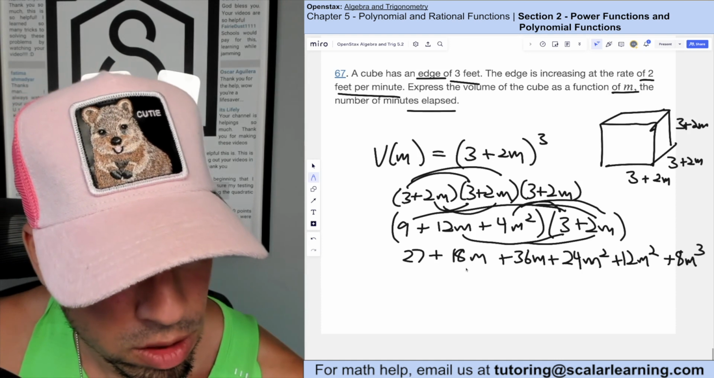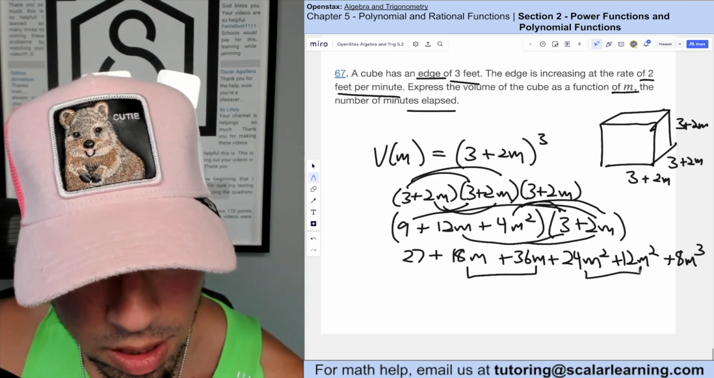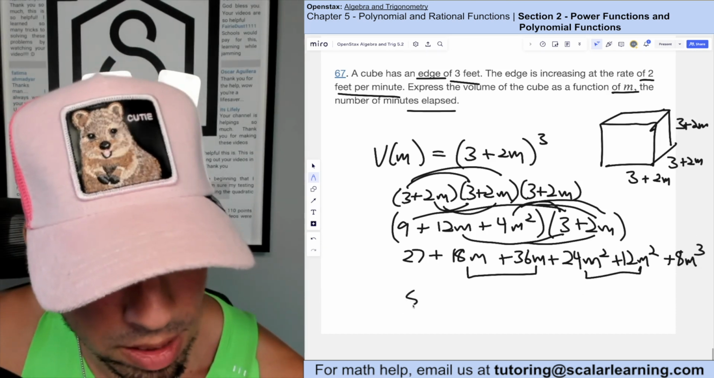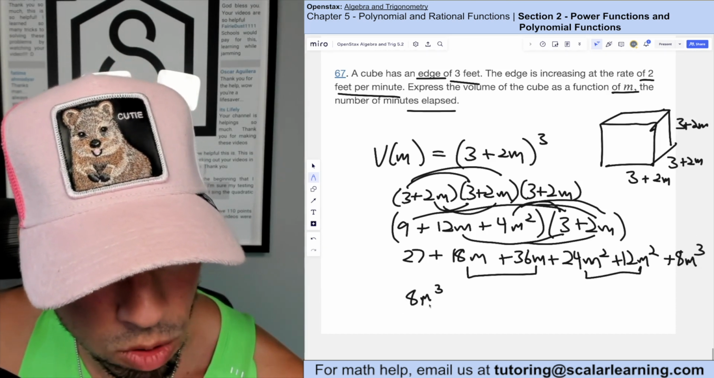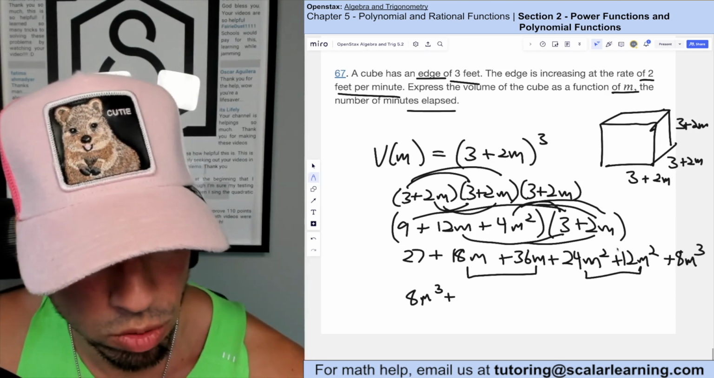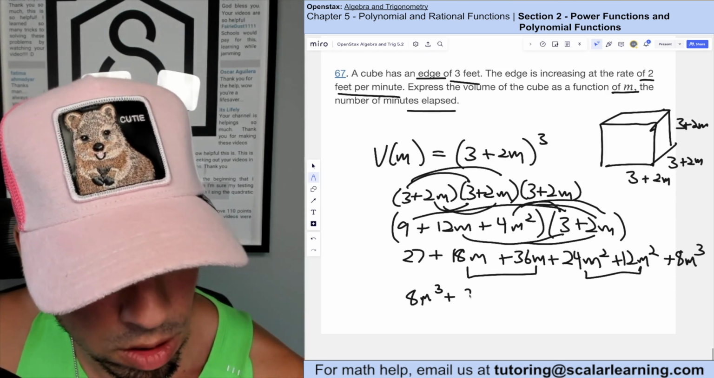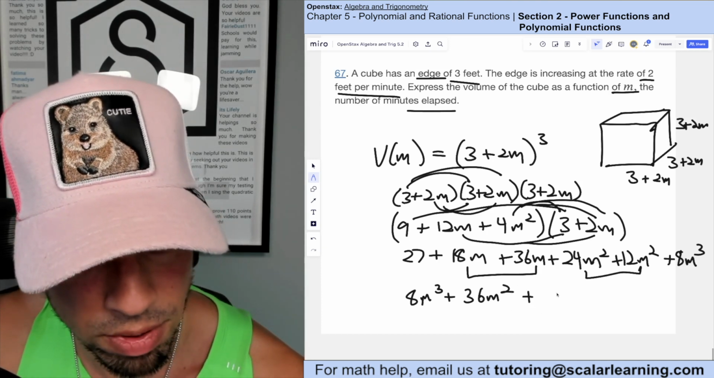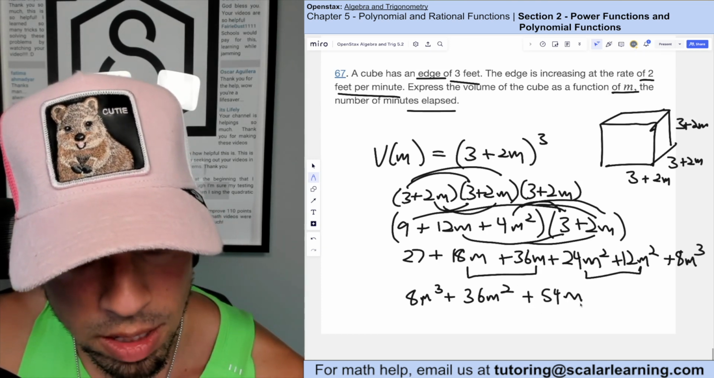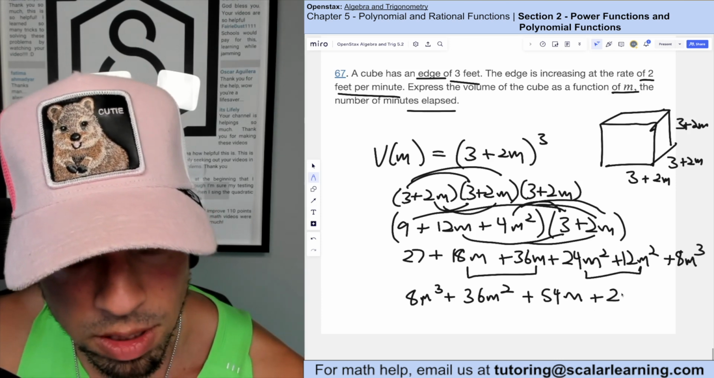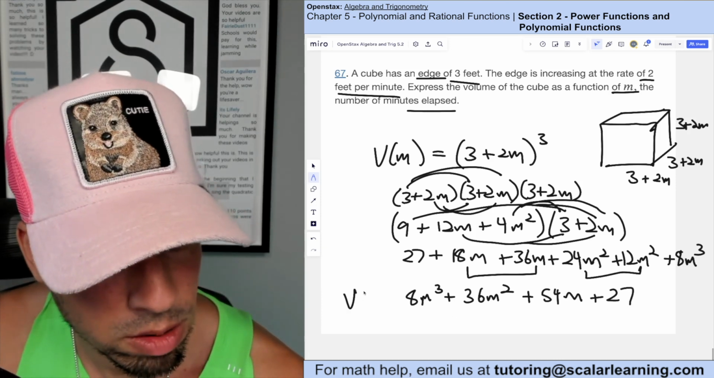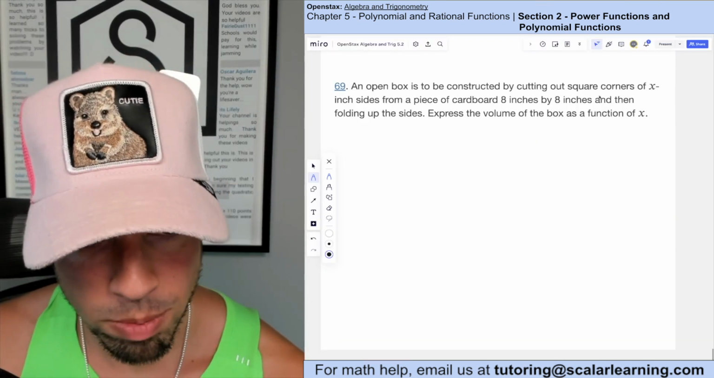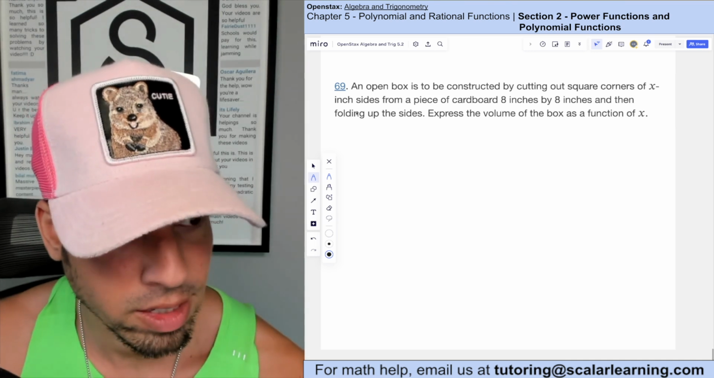And then now as we combine like terms there, and then put the leading term first, we're going to rewrite it as 8m to the third power, and then we're going to go in decreasing order of degrees. Then 24 plus 12 is 36m squared, and then 36 plus 18 is 54m, right? And then plus that remaining 27 at the end, and there is my final function. Boom, done.